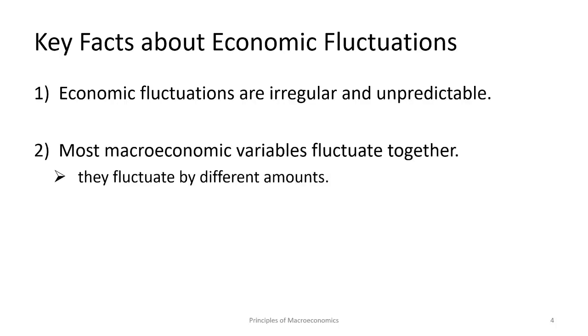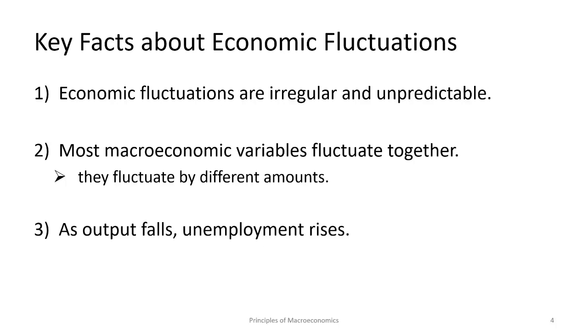Second, most macroeconomic variables fluctuate together, but they fluctuate by different amounts. For example, when GDP increases, typically unemployment decreases, or when unemployment decreases, typically the inflation rate increases. So all these are interconnected, as I mentioned earlier.